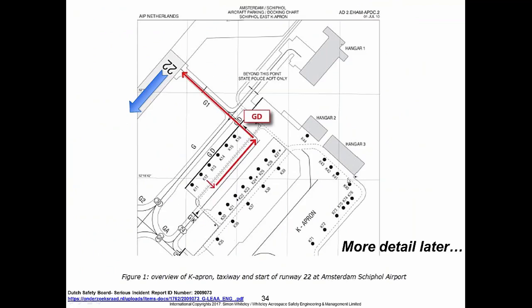The area where this incident occurred was on the threshold and entrance to runway 22. The aircraft on the left, G-LEAR, that I pointed to, was initially parked at the Kilo 12 position. It was given clearance to taxi to point Golf Delta, and then it was given a non-standard clearance to carry on to runway 22, and that's how the runway incursion occurred. But I'll talk about that in more detail later on.